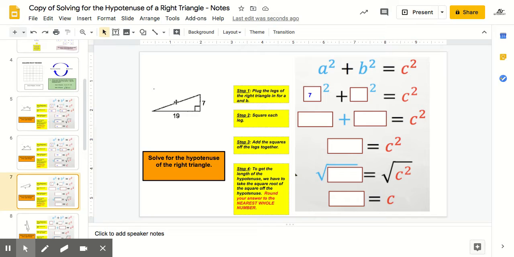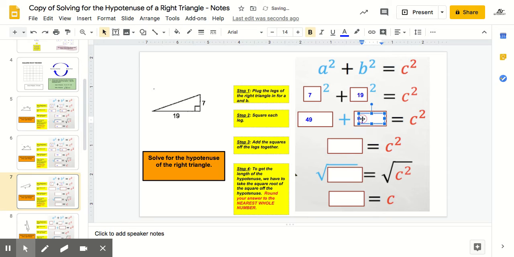Okay, next one, we have another right triangle. It's just positioned a little bit differently than the first two. But again, we're solving for the hypotenuse, that longest side, the side opposite of the right angle. Our legs are 7 and 19. So then we have to square both legs. 7 squared is 49, and 19 squared is 361. Then add these together, get 410.